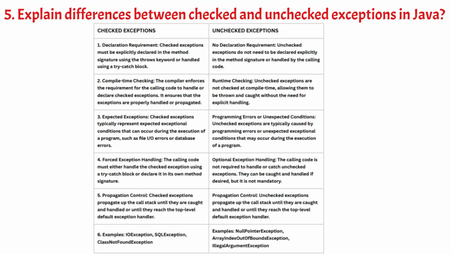5. Propagation control. Checked exceptions propagate up the call stack until they are caught and handled or until they reach the top-level default exception handler. Propagation control. Unchecked exceptions propagate up the call stack until they are caught and handled or until they reach the top-level default exception handler. 6. Examples: IOException, SQLException, ClassNotFoundException. Examples: NullPointerException, ArrayIndexOutOfBoundsException, IllegalArgumentException.